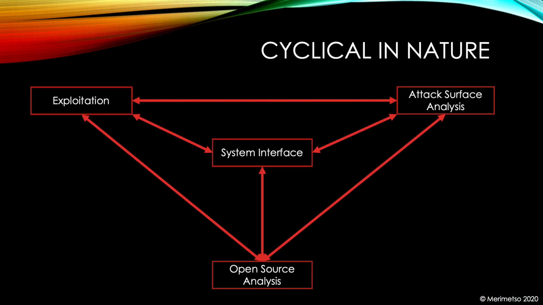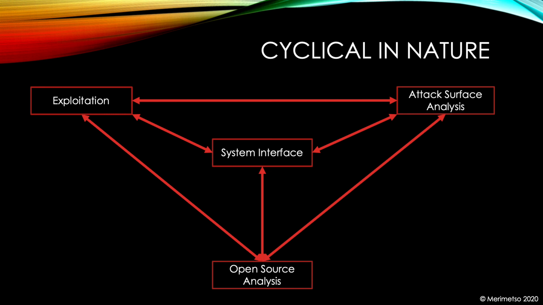The key point to remember in all of this when we're doing a hardware vulnerability assessment is that the attack surface, the system interface, open source analysis and exploitation are all iterative in nature. For example, if I start with attack surface analysis, I may identify a UART pin, so I can move straight to exploitation in terms of validating that UART pin and seeing what's going on. It could be I go from attack surface analysis to say, yes, it has a system interface, some buttons, a graphical user interface perhaps. I can look at that.